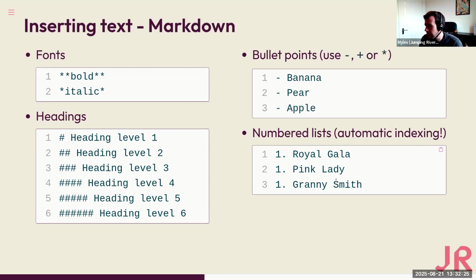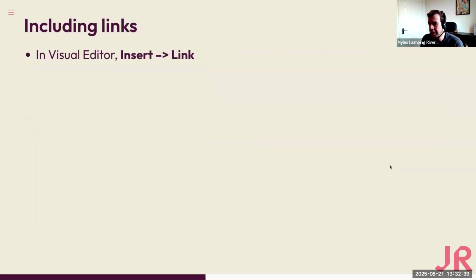You can have numbered lists as well. And you don't have to worry about giving these the correct numbers. Quarto will automatically index these 1, 2, 3, 4. So you can just have all of these prefixed with ones, and that will work. Actually, it'll be absolutely fine.